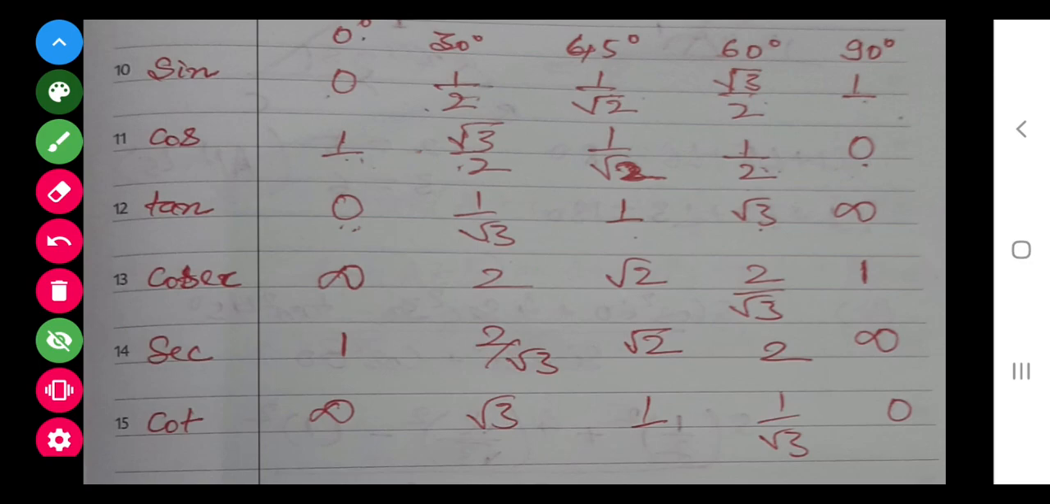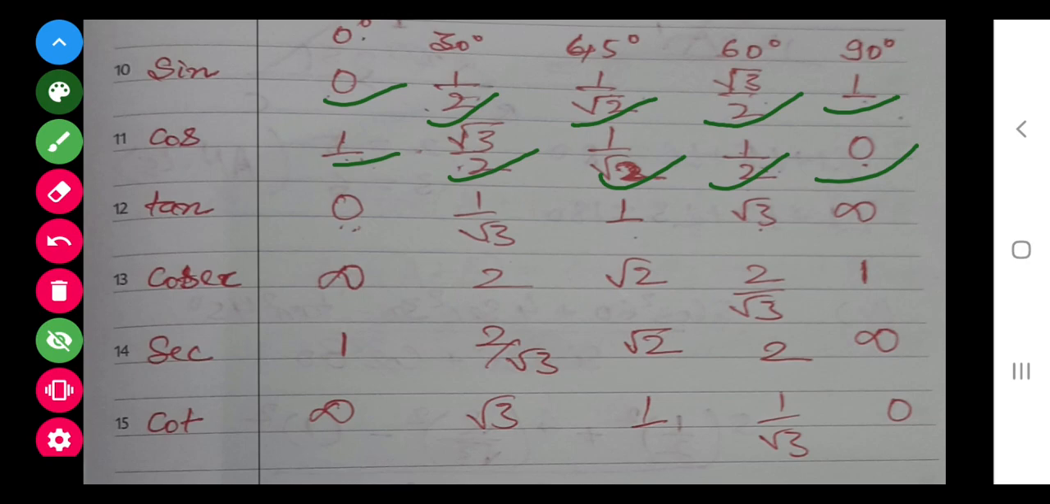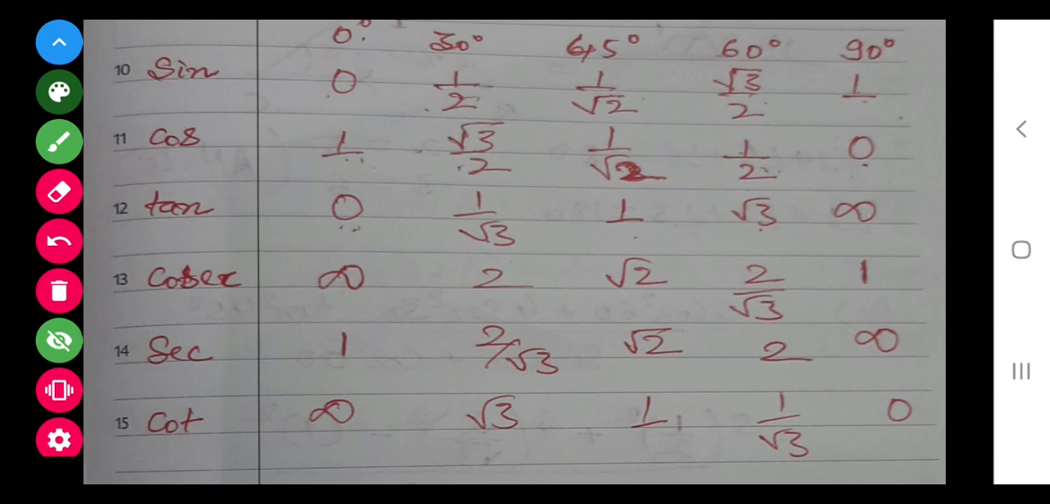Now talking about how to get the next line, that is cos. So the first value of cos is 1, then the second value is this, third value is this, fourth value is this, and fifth value is this. Simply you can say cos is the reverse of sine. I hope you all are understanding.